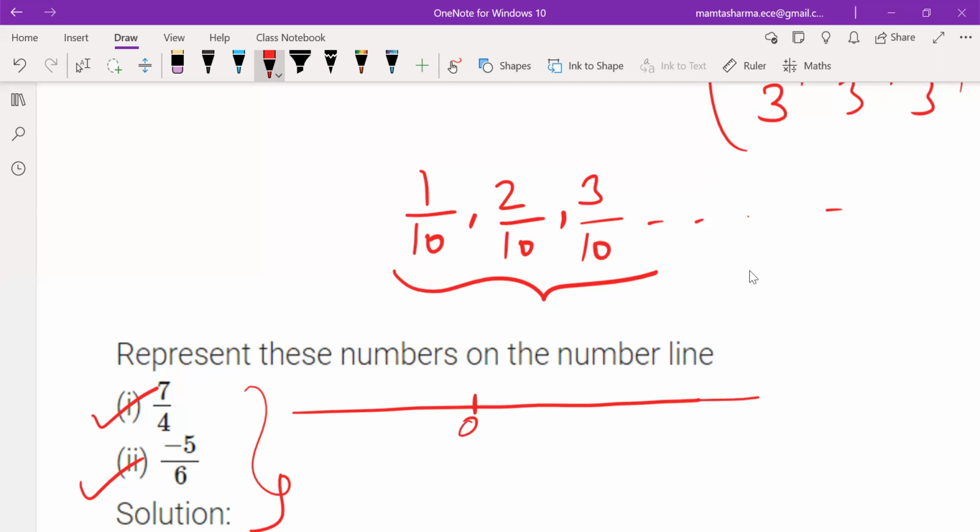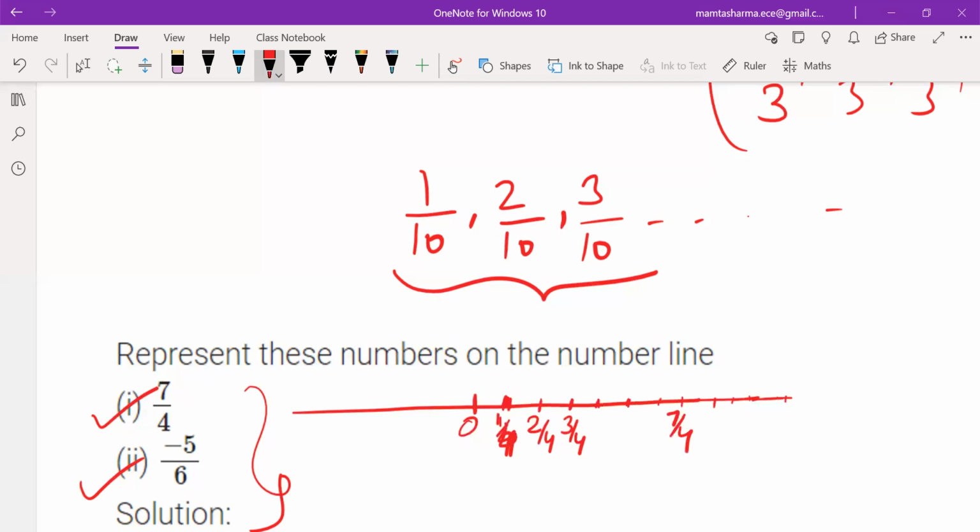For 7 by 4, if you take this as 0, then take the part as... Okay, what will be this part? First part. This part would be 1 by 4. The next part would be 2 by 4, then 3 by 4. If we start from 1 by 4, then only we can reach 7 by 4.